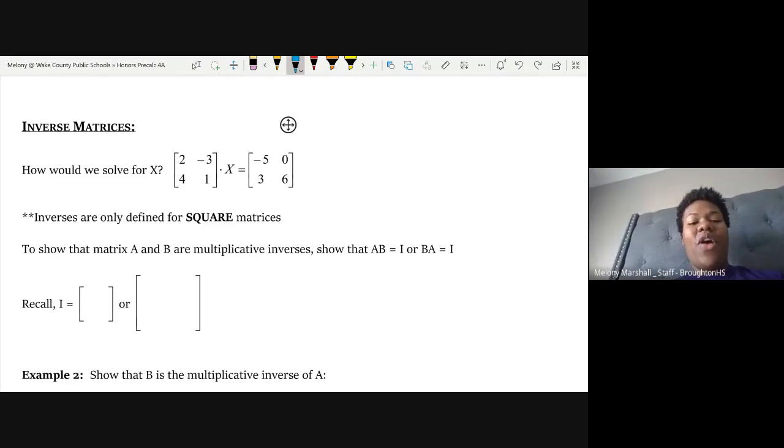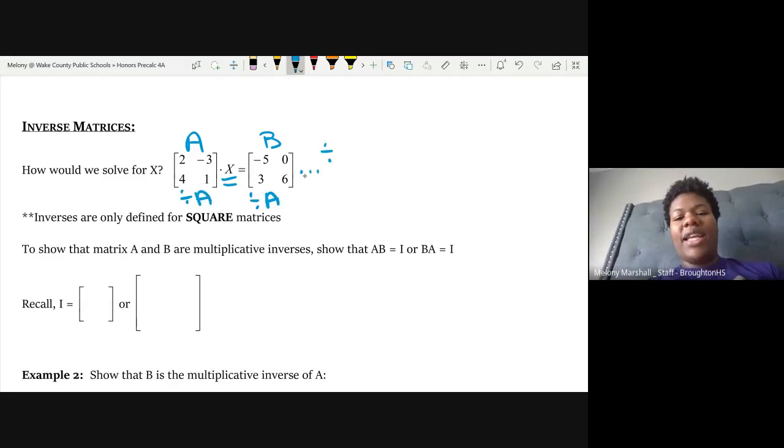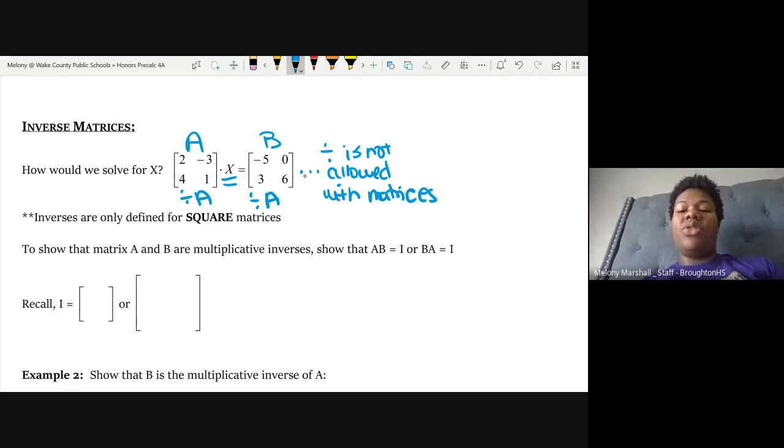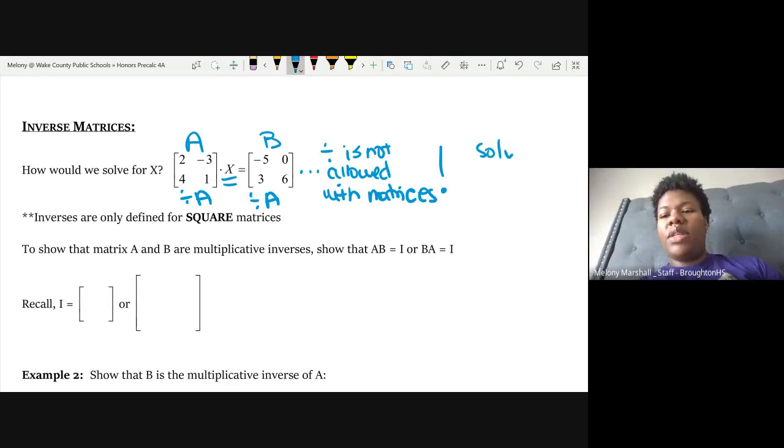In order to solve for x, we would typically say this is called matrix A and this is matrix B. Well, what we would normally do is not add matrix A, not subtract, but you probably think, oh, dividing. Dividing is not allowed in matrices. Now, don't ask me why, but it's not allowed with matrices. So what we have to end up doing to solve this is multiplying, still multiplying, solve by multiplying by the inverse.